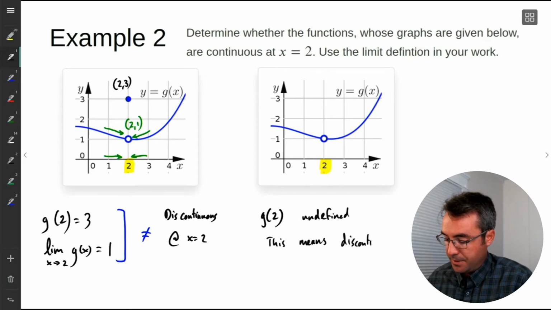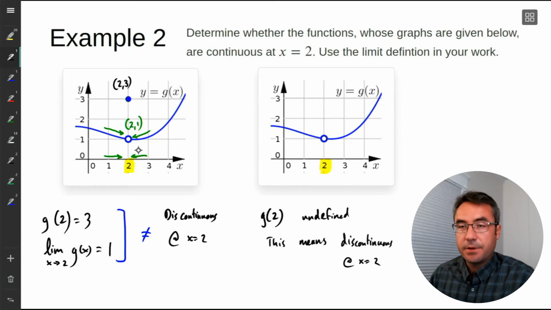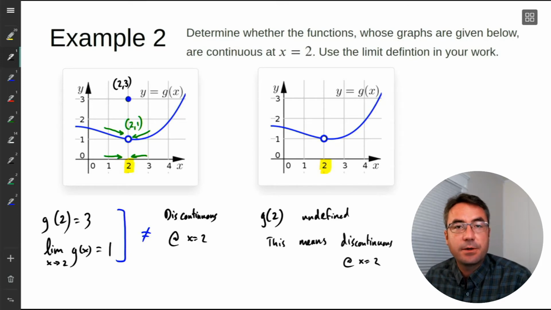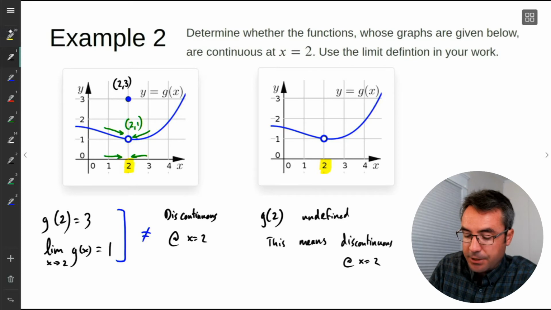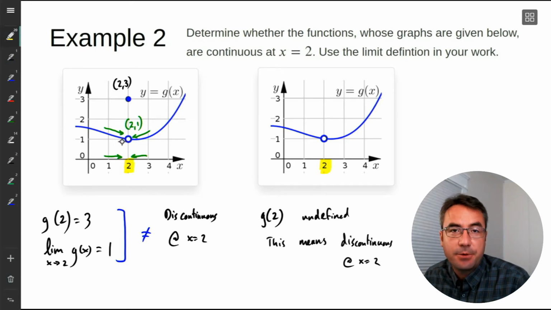If our function's undefined, then it's automatically discontinuous at x equals 2. Graphically, this should make sense from our intuitive definition. If you were to try to trace over each of these graphs, you're going to have to take your pen off the page at each of these points. We have to skip over this open point. We don't want to include that in our graph.